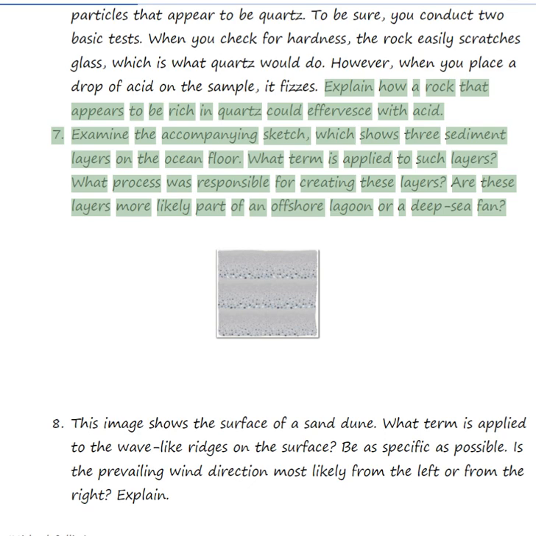7. Examine the accompanying sketch, which shows 3 sediment layers on the ocean floor. What term is applied to such layers? What process was responsible for creating these layers? Are these layers more likely part of an offshore lagoon or a deep-sea fan?